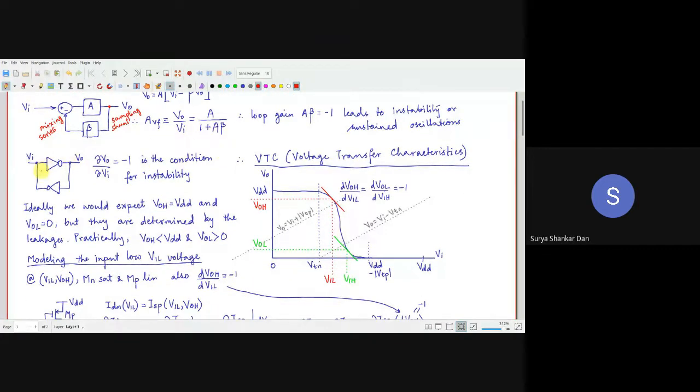Now suppose we have got an inverter. I am just using this A and beta. I am just using two inverters back to back. We will see this. This is a very important configuration, especially for SRAM.